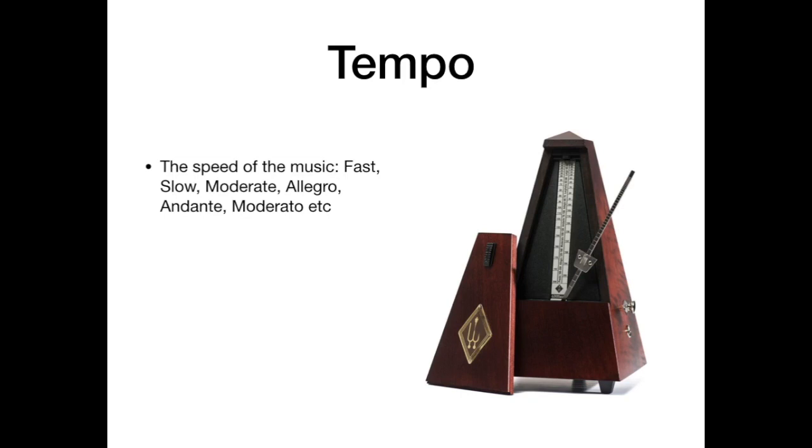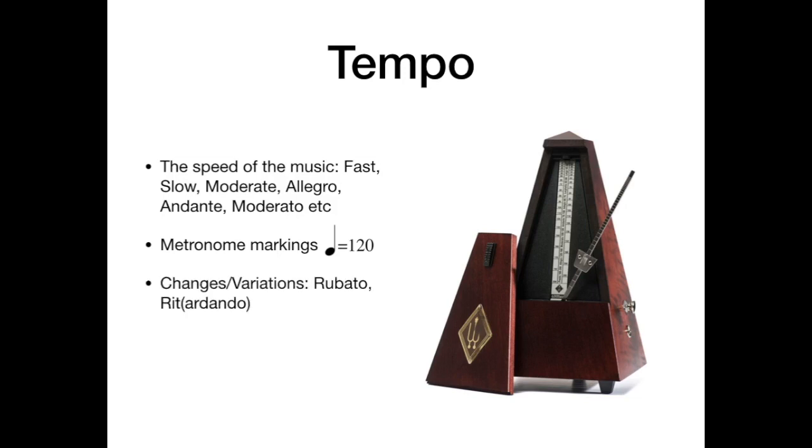And there are various words that we could use: fast, slow, moderate, allegro, andante, moderato, many words. We can go on and on and on, and you can find a list of these words in any good theory textbook. We have metronome markings, so a particular speed at which you ought to adjust the metronome, and they often look like this. But one thing to look for when listening to a piece of music is the changes and the variations to the tempo. That's what helps to create the expression.